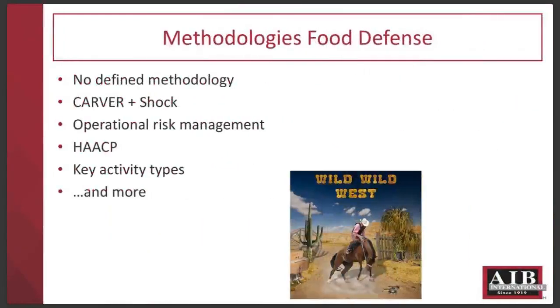For food defense, as you can see on my little pun on the slide, it's the wild, wild west. There's no true defined methodology. In fact, the FDA says you just need to use an approved methodology, and they give you some examples, but they're not cut and dry. So one that gets mentioned a lot is CARVER plus Shock. And we're going to talk about these actual methodologies individually in the next few slides. Another one is operational risk management. And yes, it's mentioned in the preamble of the regulation for food defense, but we can use a HACCP or HARP-C style assessment. And we can also use the key activity types as part of our assessment, and there's many more.